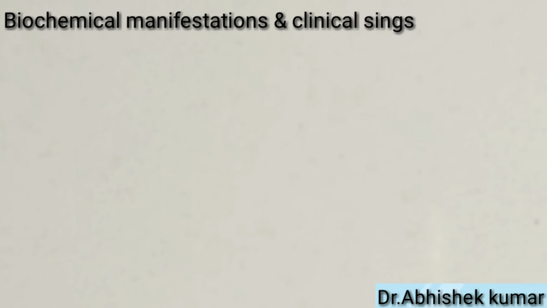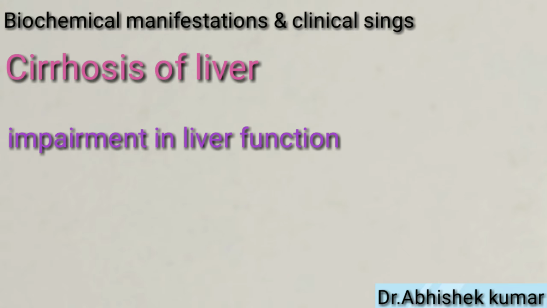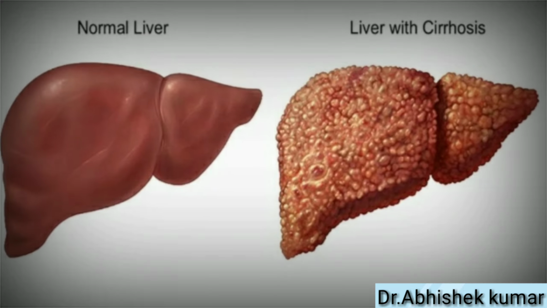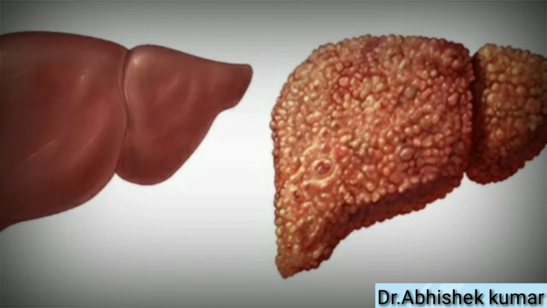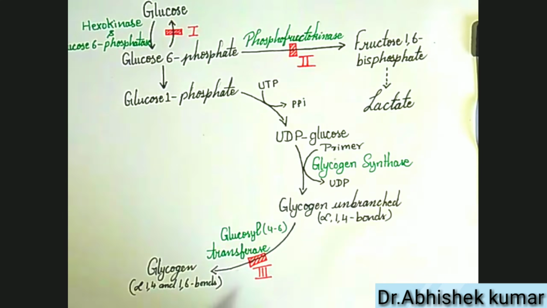Here we can see the biochemical manifestation and clinical signs. Cirrhosis of the liver is a clinical sign, along with impairment in liver functions. Here you can see the cirrhosis of the liver in the picture and impairment of liver function.